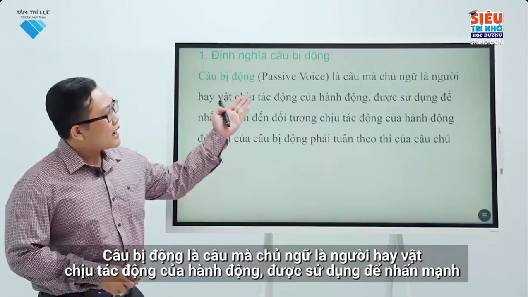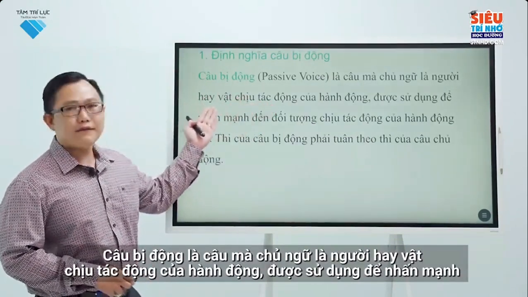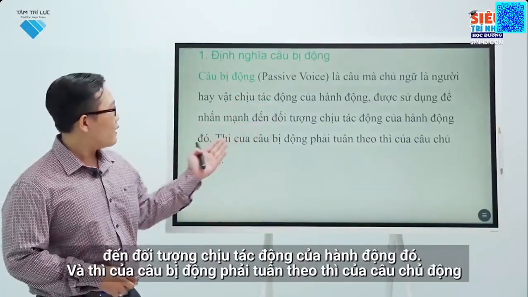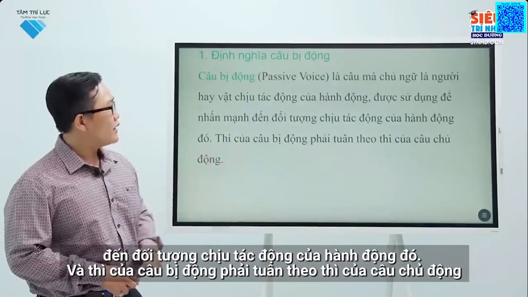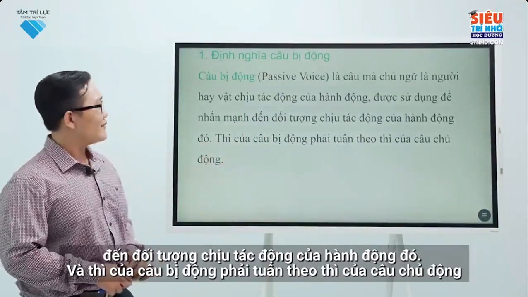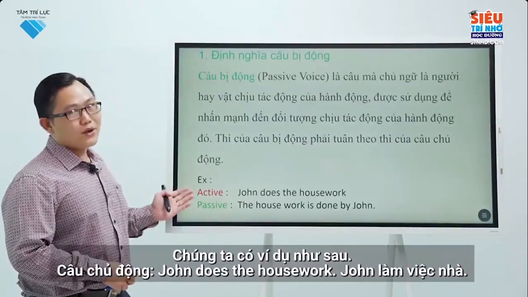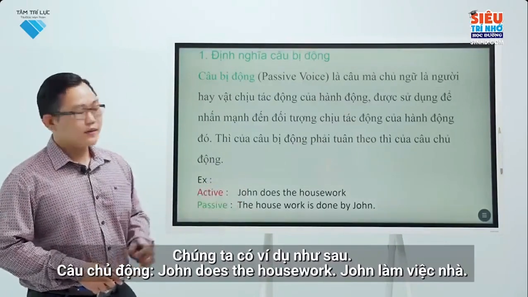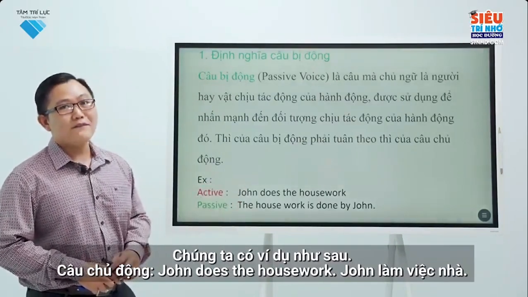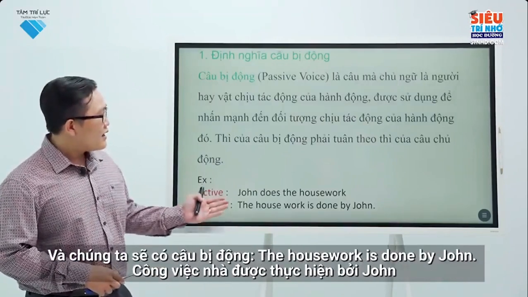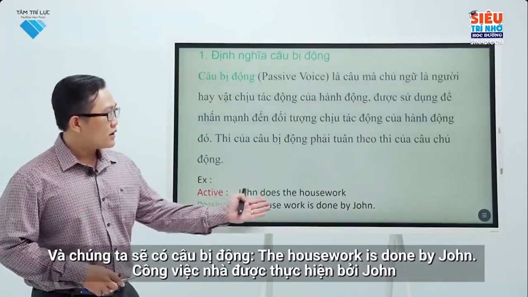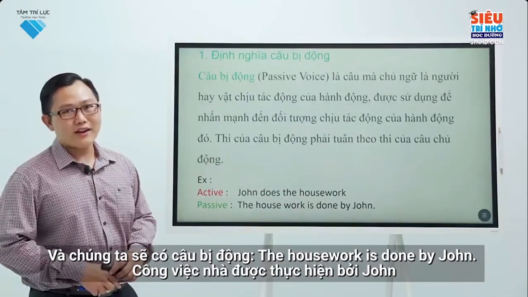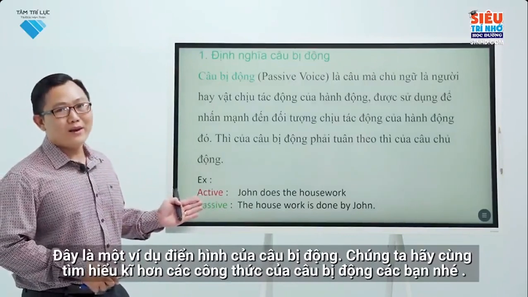Passive voice is a sentence where the subject is a person or thing that is affected by the action, used for emphasis on the object affected by the action, and the tense of the passive sentence must follow the tense of the active one. We have the following example. Active sentence: John does the housework. And we will have the passive sentence: The housework is done by John. This is a good example of a passive sentence.